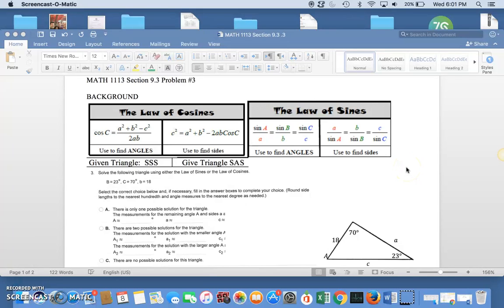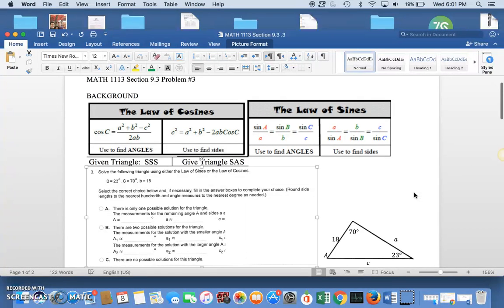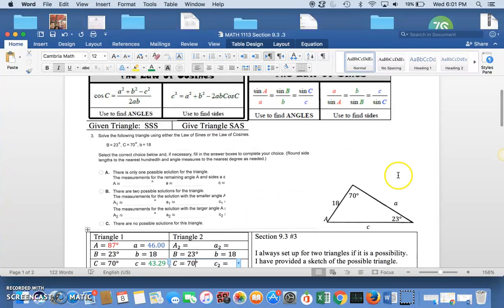Problem 3 in section 9.3, you are dealing primarily with the law of cosines. That's the target, but law of sines is the possibility. Your original problem here did not actually give you the triangle, so I kind of drew a triangle in. I suggest you always do that if you're not given a triangle.